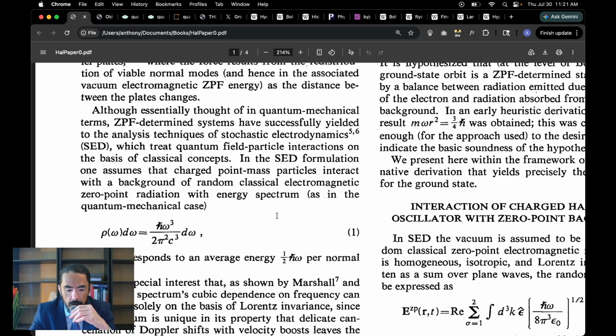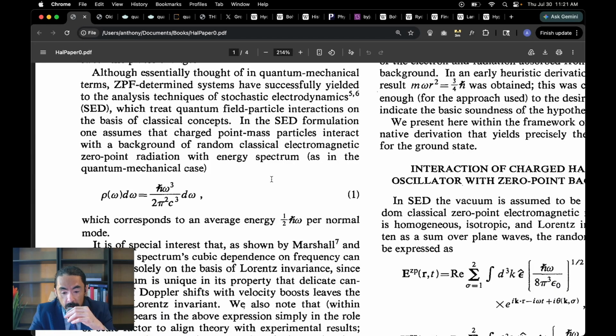In the SED formulation, one assumes that charged point mass particles interact with a background of random classical electromagnetic zero-point radiation with energy spectrum, as in the quantum mechanical case, given by rho of omega d omega is equal to a fraction with the numerator of h bar times omega cubed all over a denominator of 2 pi squared times c cubed, then times d omega, which corresponds to an average energy of 1/2 times h bar times omega per normal mode.